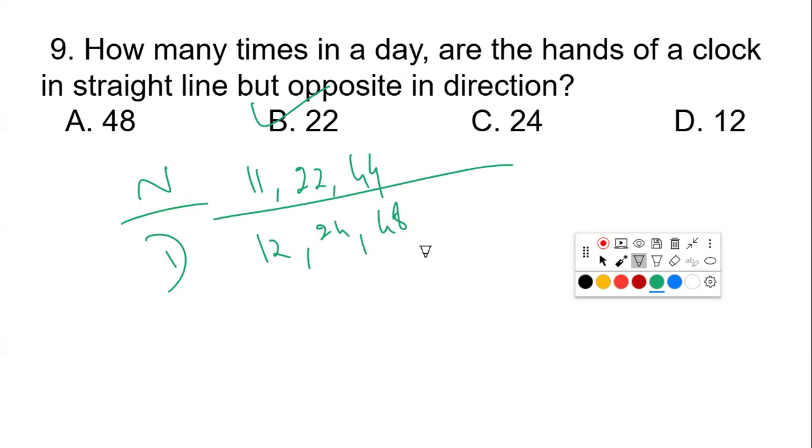In a day means 24 hours. So in 12 hours, it is only 11 times. In 24 hours, it is 22 times. So you can rotate the clock and find it out. Why out of 12 it is only 11 and why not 12 out of 12?